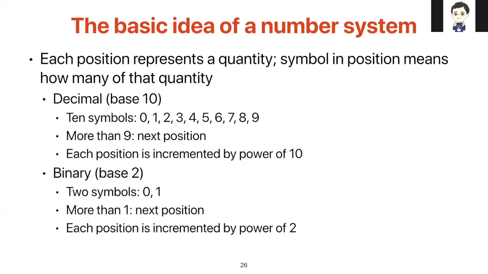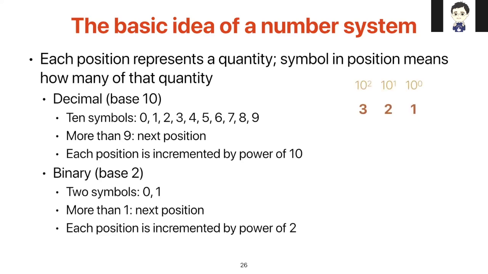So the basic idea of a number system is that each position represents a quantity, and the symbol in that position means how many of that quantity. For example, decimal is a base 10 system. We have 10 symbols from 0 to 9, and for more than 9, we have to go to the next position. Each position is incremented by a power of 10. For binary, we only have 2 symbols, and if it's more than 1, we go to the next position. Each position is incremented by a power of 2.